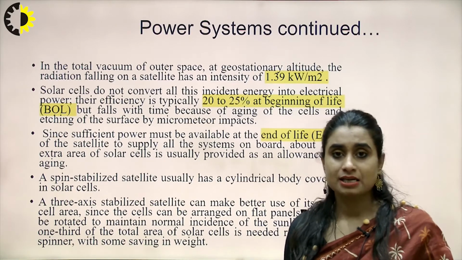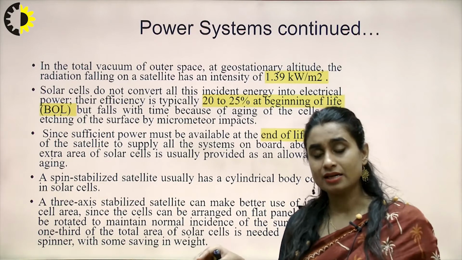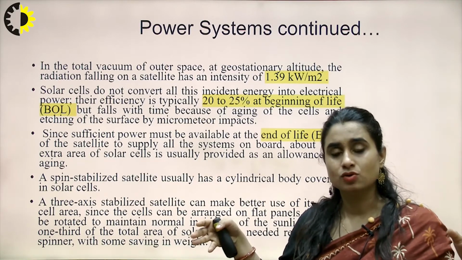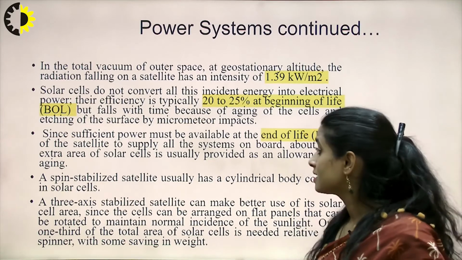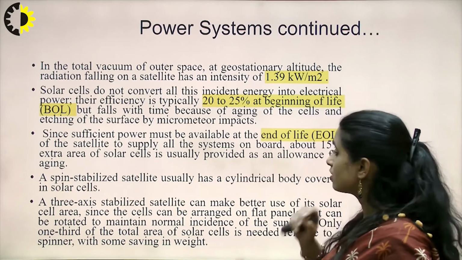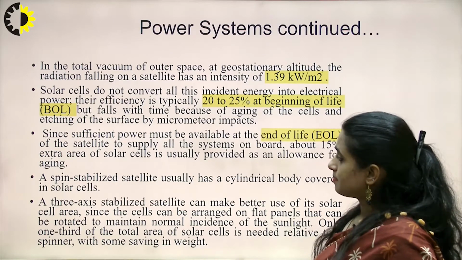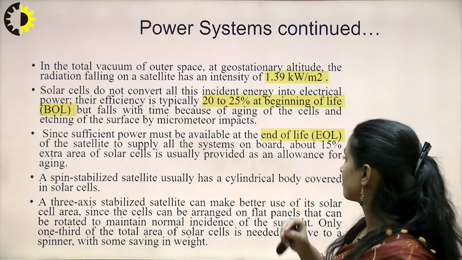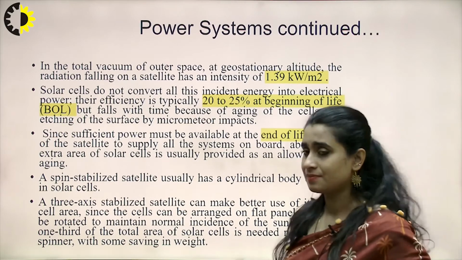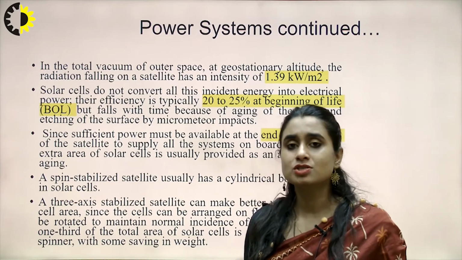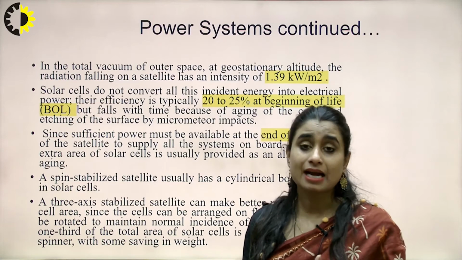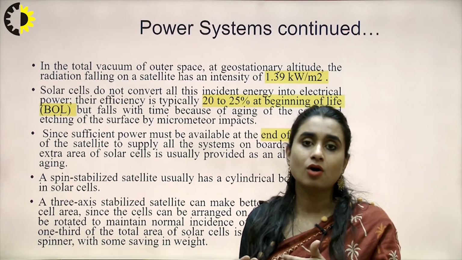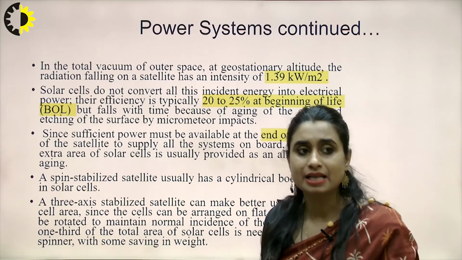How much power our satellite requires for proper functioning, and according to that we design our solar panel, or we equip our satellite with that amount of solar cells, right? Since sufficient power must be available at the end of life of the satellite to supply all the systems on board, about 15% extra area of solar cells is usually provided as an allowance for aging. So initially some portion of the solar cells is not operable, but at the end of life, just to counter the reduced efficiency, we make them operable, right?